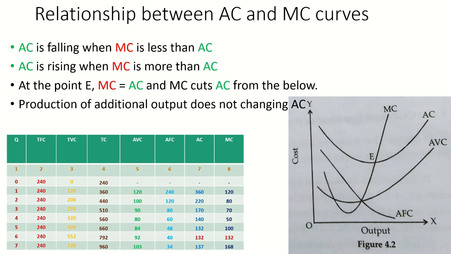Okay, so these are the main points. These are the main relationship between AC and MC. First point is AC is falling and AC is rising, and the point E. Okay, so these are mainly the three main relationships between the AC and MC curves.